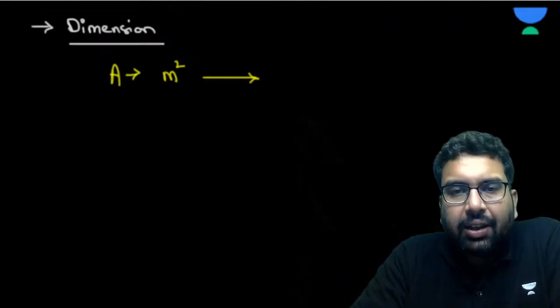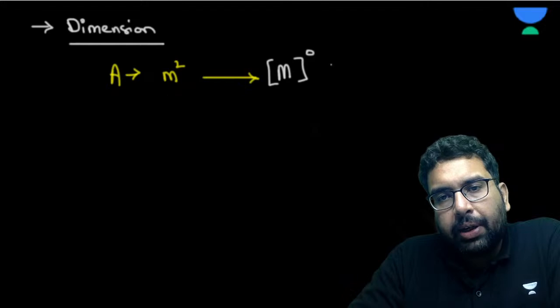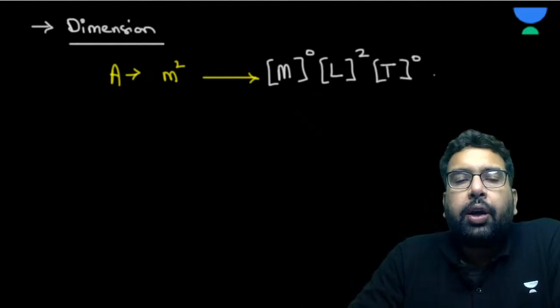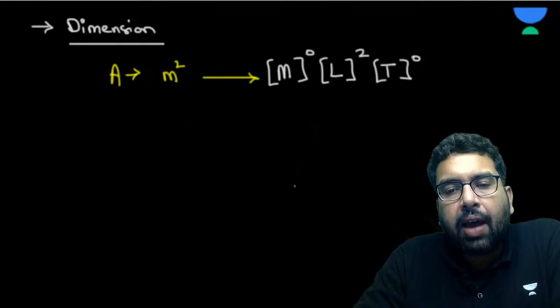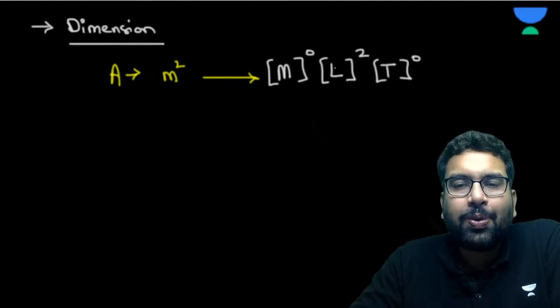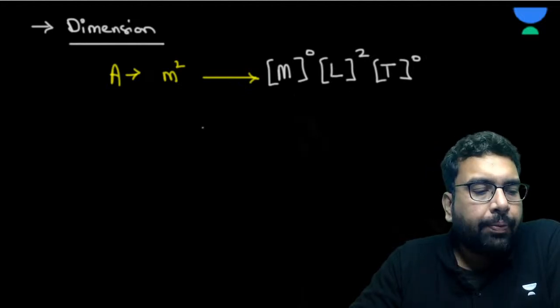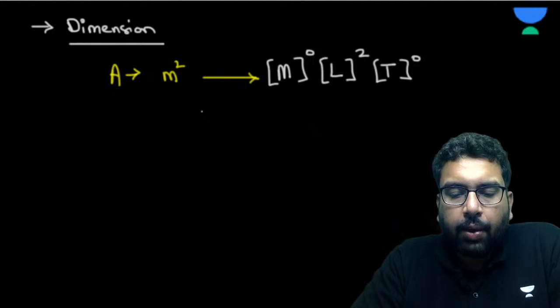If I want to represent the area, how can I represent it? It has nothing to do with the mass, so we can write mass 0. Then it is meter square, so it has length squared, and it has nothing to do with the time, so T to the 0. If I ask you the dimension of the area, you must tell me that the area has the dimension of 0 on mass, 2 on length, and 0 on time. I hope it is fine to everyone.